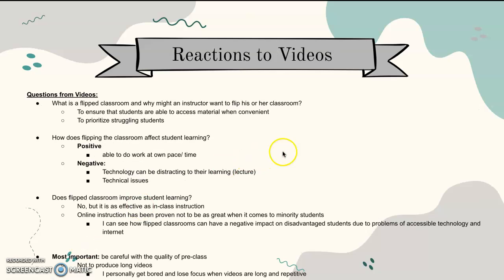Some of my reactions to the video was that overall flipped classrooms are very positive just because it allows students to work at their own pace. However, one of the negative things that I found, even true for myself, was that flipped classrooms can impact minority and disadvantaged students just because a lot of them do not have access to the internet or any access to technology overall.